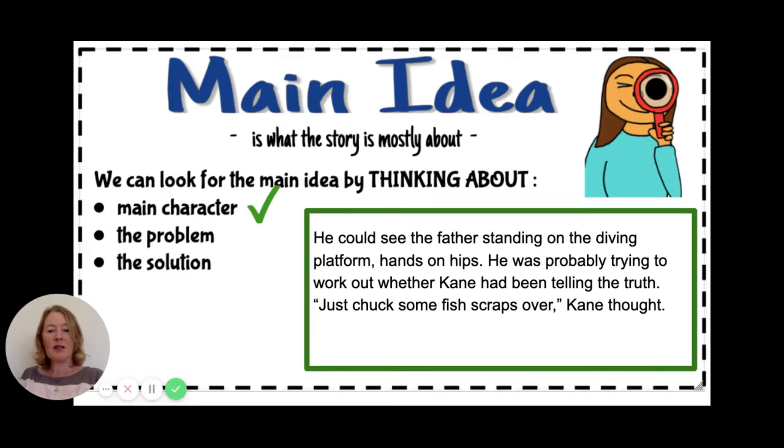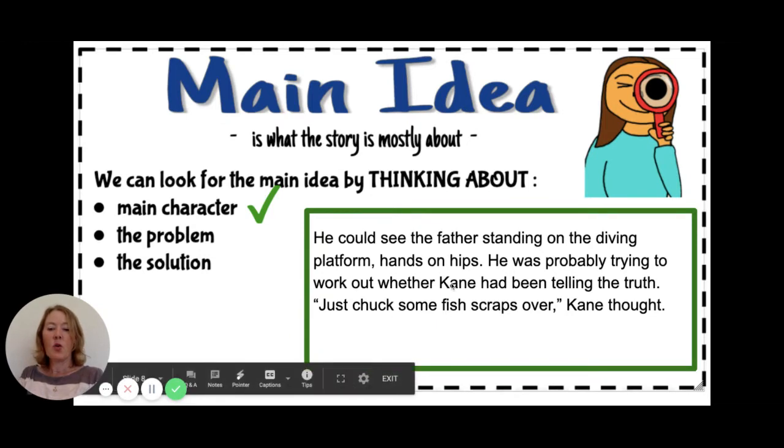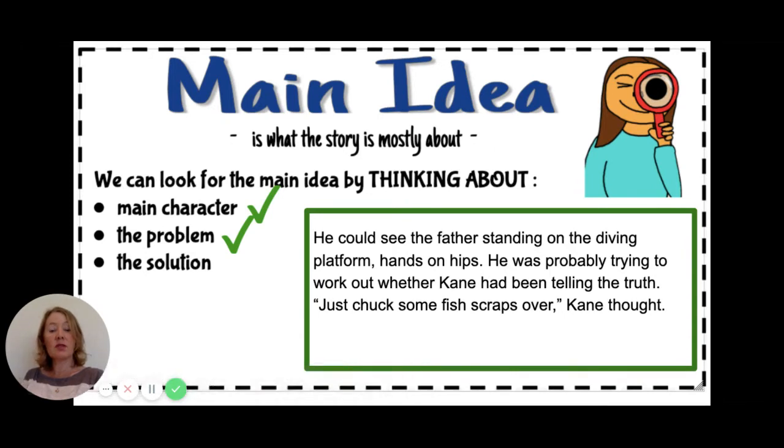So who's the main character? Well, we know that that's Cain. What is the problem? Well, he was probably trying to work out whether Cain had been telling the truth. So that's the problem. What is the solution? Well, the solution in there is just chuck some fish scraps over. So what do we think the main idea of this paragraph is? How about you pause the video and see if you can work it out yourself?